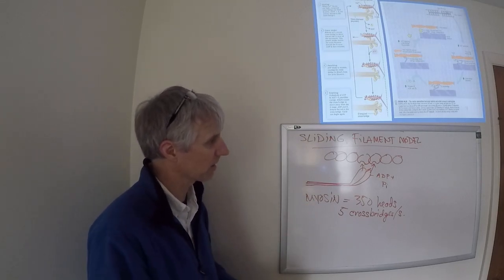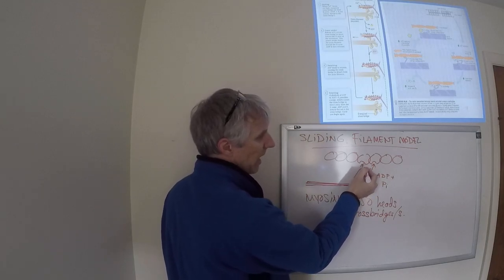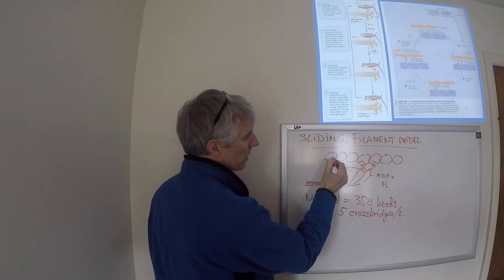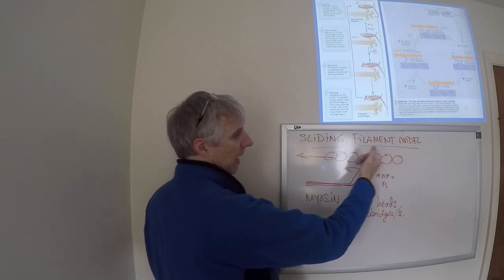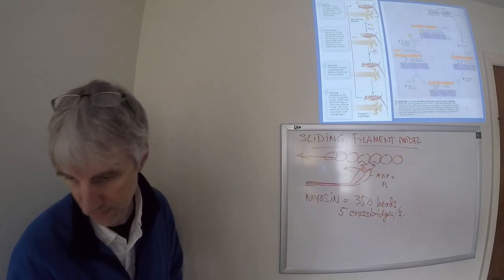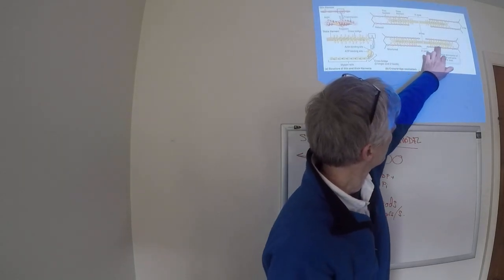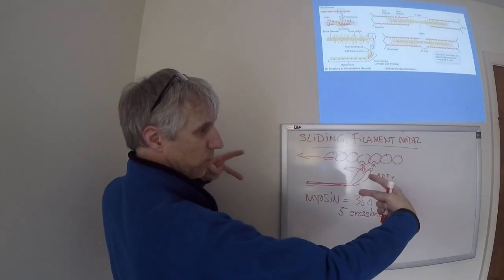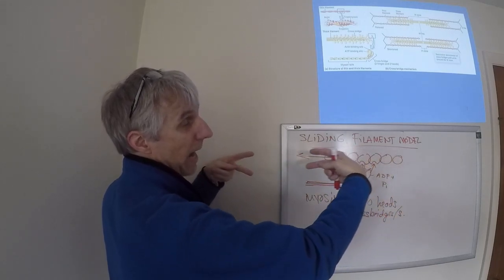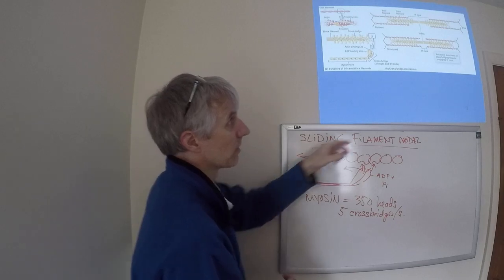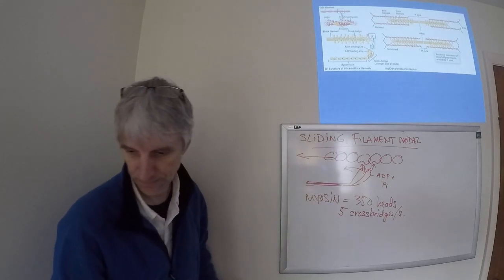This is what's causing the sliding in the sliding filament. As these bind and then they do their power stroke, that pulls the actin molecule in this direction. It slides the actin across the myosin. Okay? One last thing. We're doing this on both sides of the thick filament, so we're pulling the actin together toward each other. This actin here and this actin are being pulled closer together.